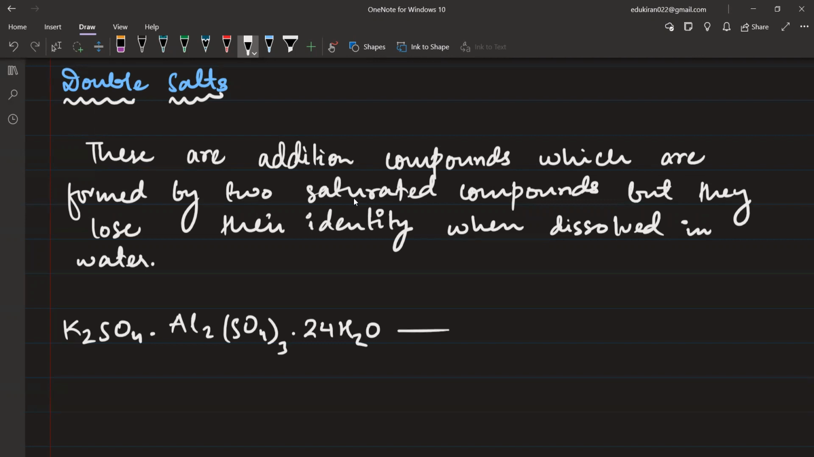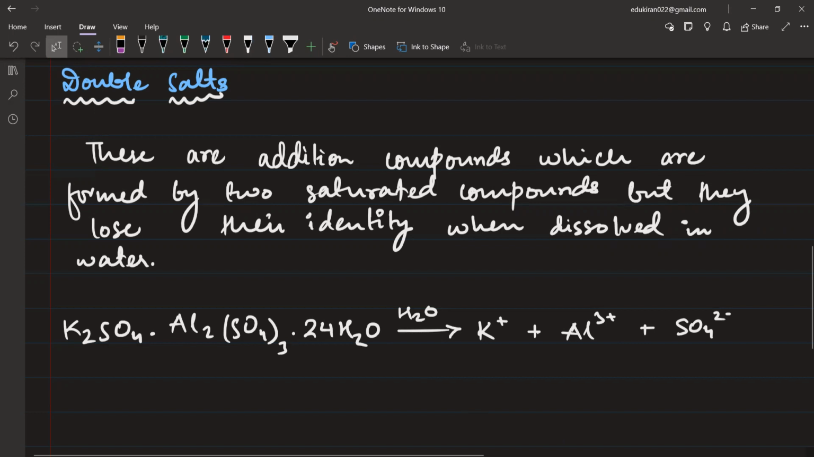When you dissolve it in water, then you get K plus ions, you get Al 3 plus ion, and you get SO4 2 negative ion. As you can see, this complete identity has been broken, and the color also is not going to be maintained. If you have a double salt with some color, as soon as you dissolve it, the color is not going to be maintained in the dissolved state. Okay, so this is the difference between double salt and the coordination compound. I will list out the differences between coordination compounds and the double salt. You will copy it down. Okay, right till here.